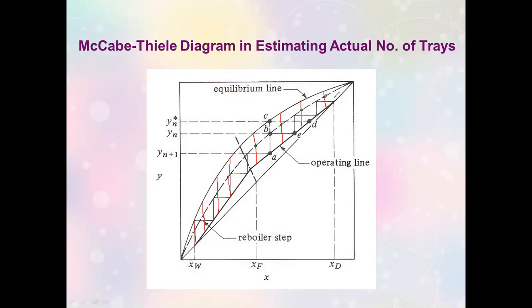Now, when you draw your curve, you do it freehand. You don't just connect the dots. It's like drawing the best fit curve or best fit line. Then based on the curve that you have drawn, you draw stages starting from XD down to XW.